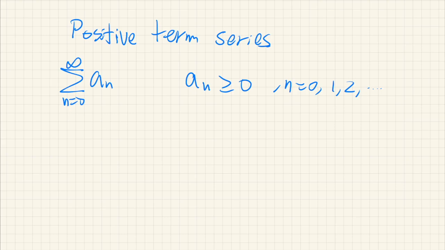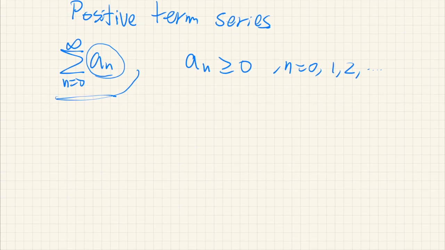The reason why we consider this special series is that they have a nice property: the sum does not depend on the order of addition. In general, if the terms contain both positive and negative terms, then the result of this sum may depend on how we add, in which order we add these terms. But in the case of positive term series, it doesn't matter. In whichever order you add them, we still get the same result as long as it converges.